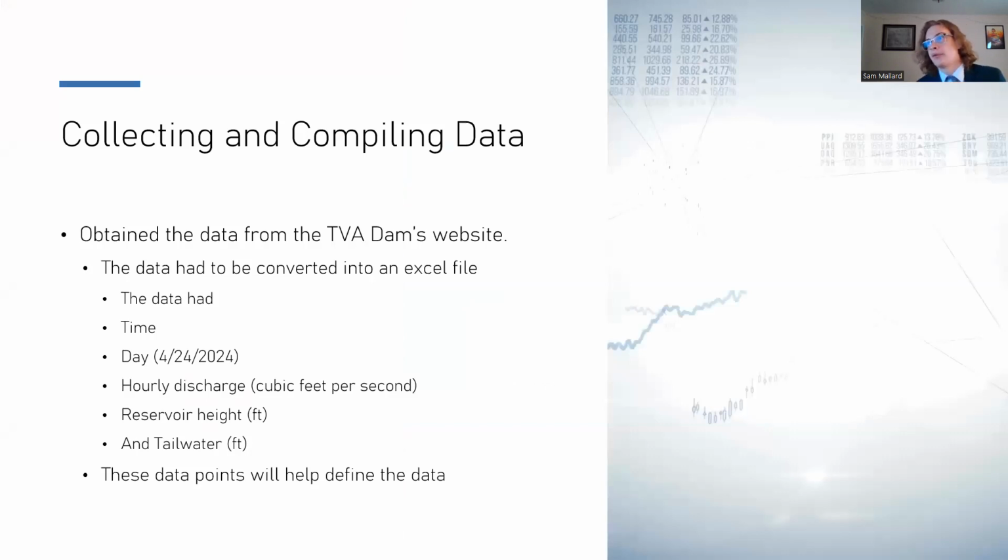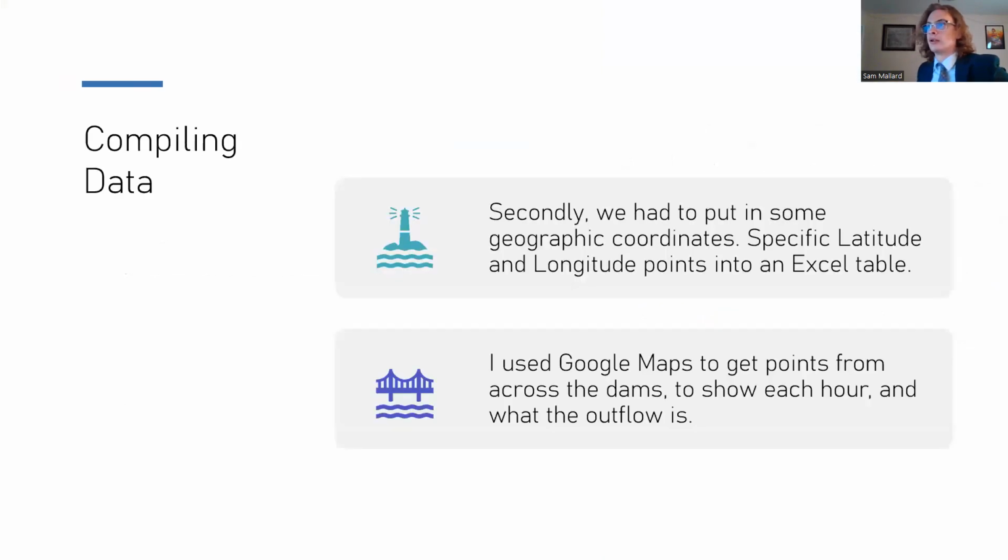To collect and compile the data, you have to obtain the data from TVA Dam's website. The data itself had to be converted into an Excel file. The data had the time, day, which is April 24th, 2024. It had the hourly discharge, which is cubic feet per second, the reservoir height, and the tailwater. And basically, these data will just help us define the data itself.